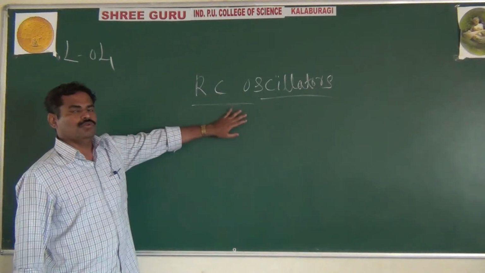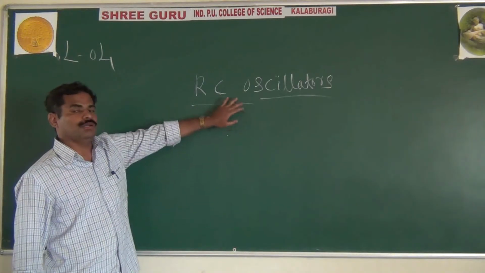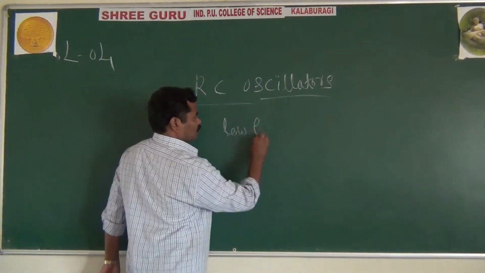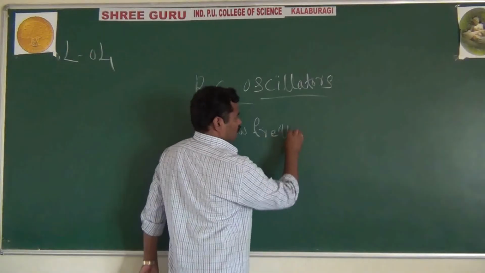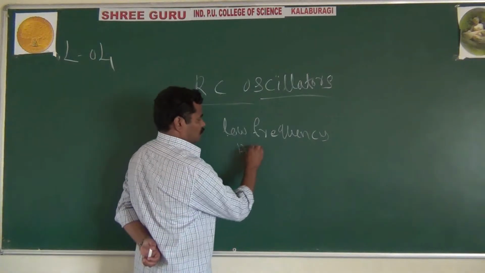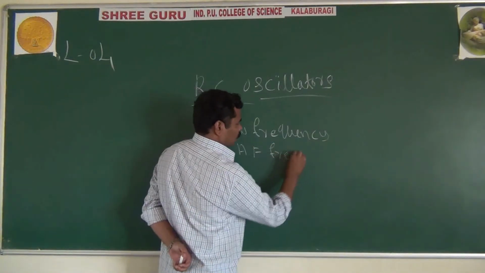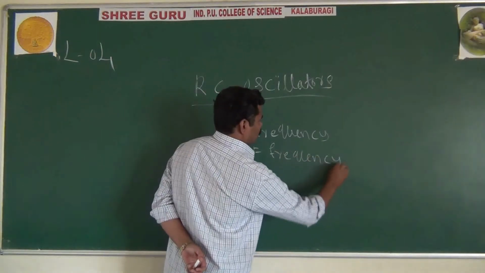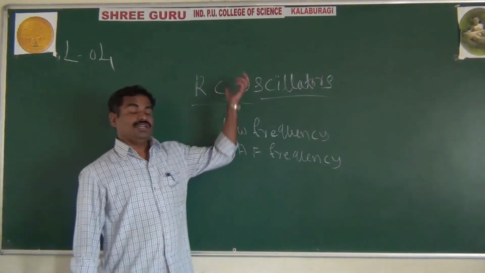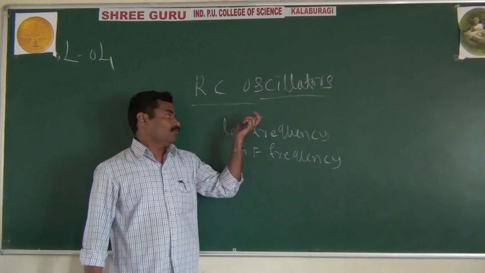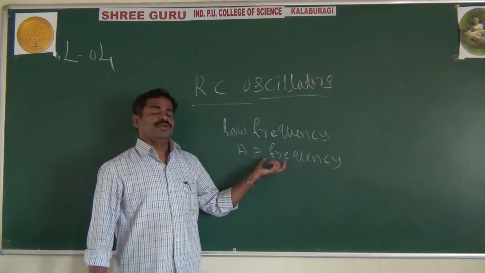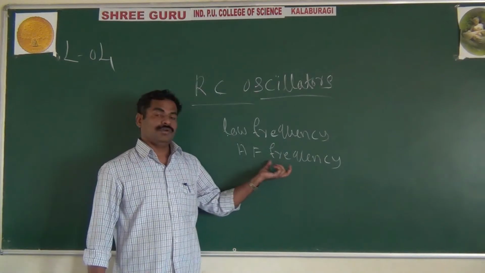It is used for low frequency. It is also used to generate audio frequency signals. It is also called low frequency, or audio frequency generation. It means in your LC oscillator it is used for high frequency signals, but the RC oscillator is used for low frequency or audio frequency generation.